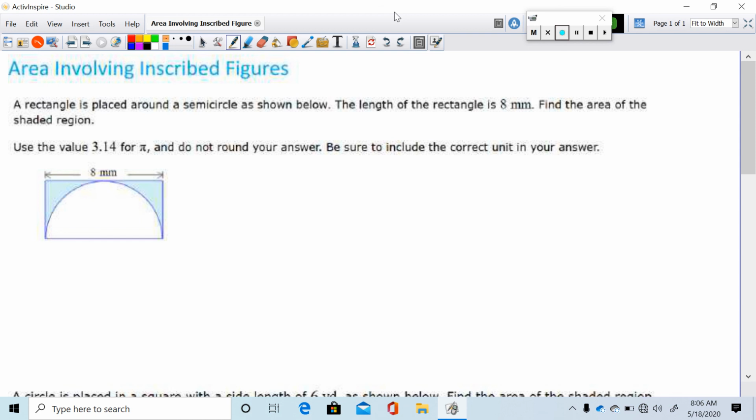A rectangle is placed around a semicircle as shown below. The length of the rectangle is 8. Find the area of the shaded region. Use the value 3.14 for pi. Do not round your answer. Be sure to include the correct unit in your answer.